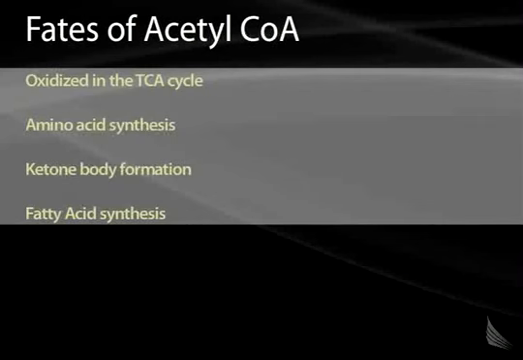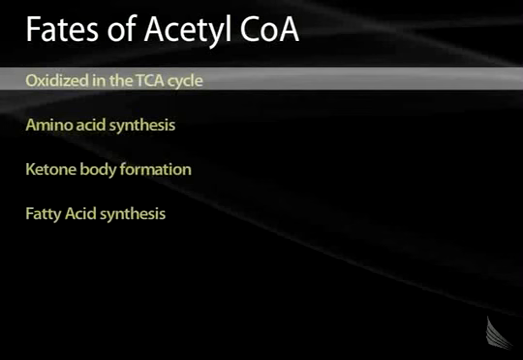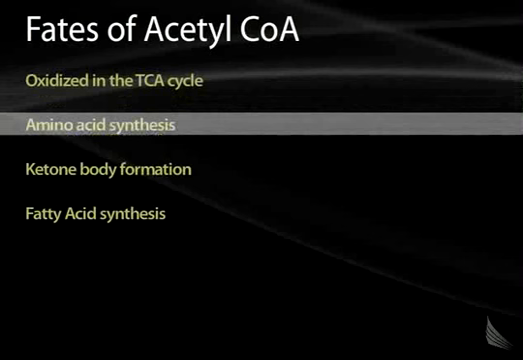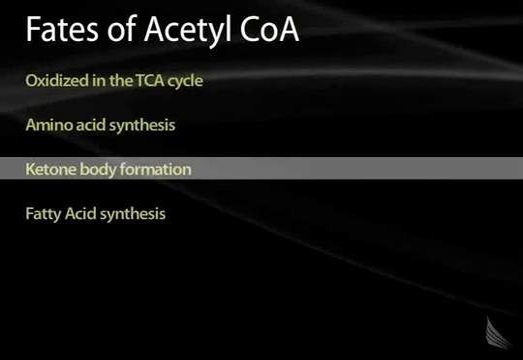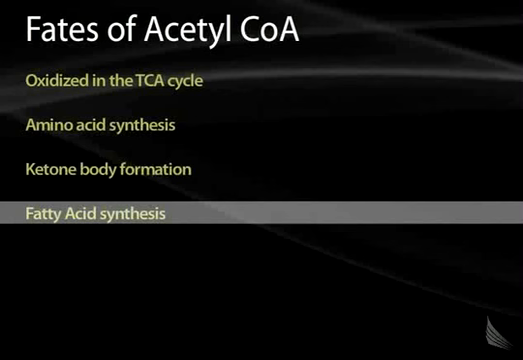Now, once acetyl-CoA is formed, one of four things can happen to it. It can be oxidized in the TCA cycle, it can be used to form amino acids, it can be used to form ketone bodies, and it can be used to form fatty acids. And we'll describe each of these at some point.